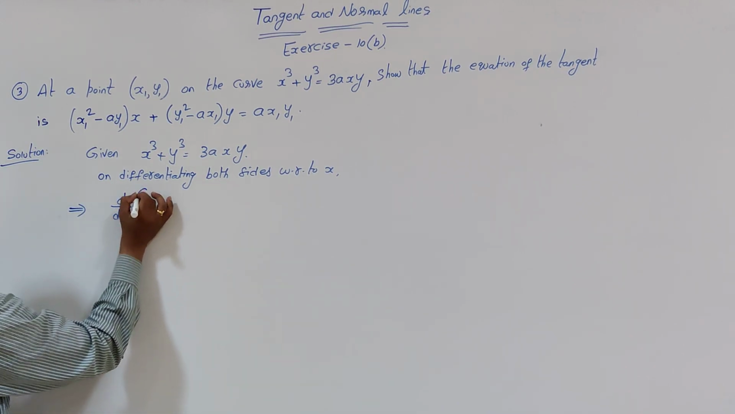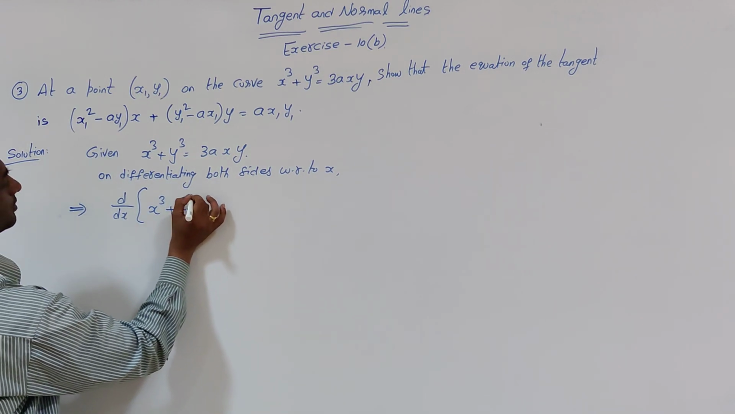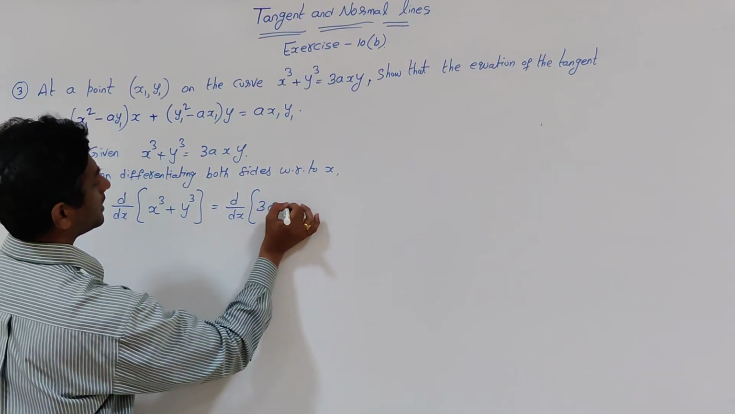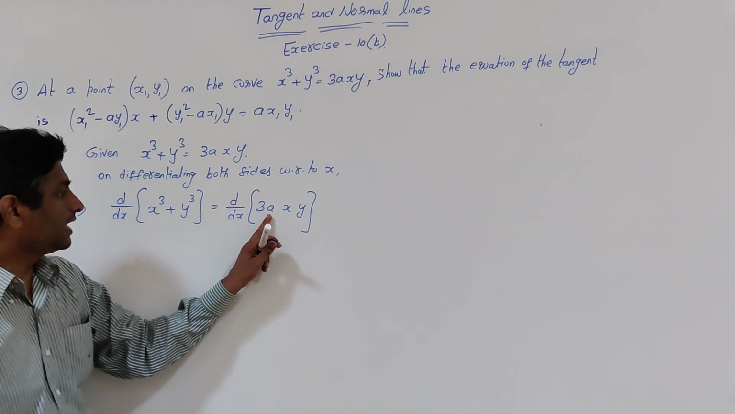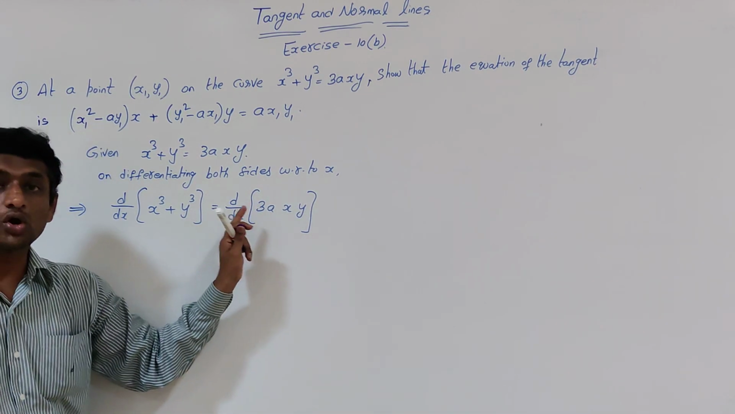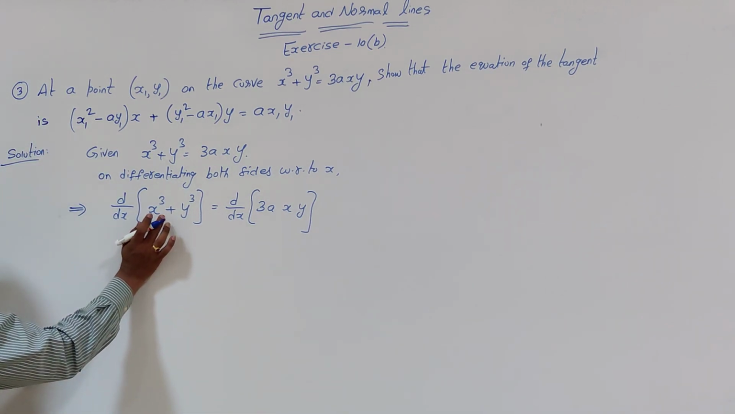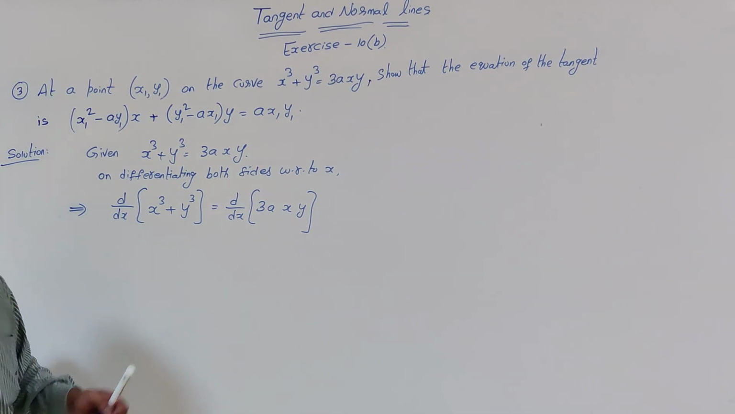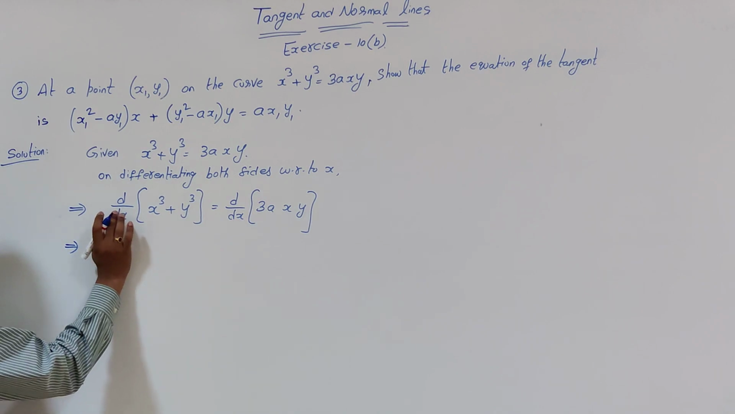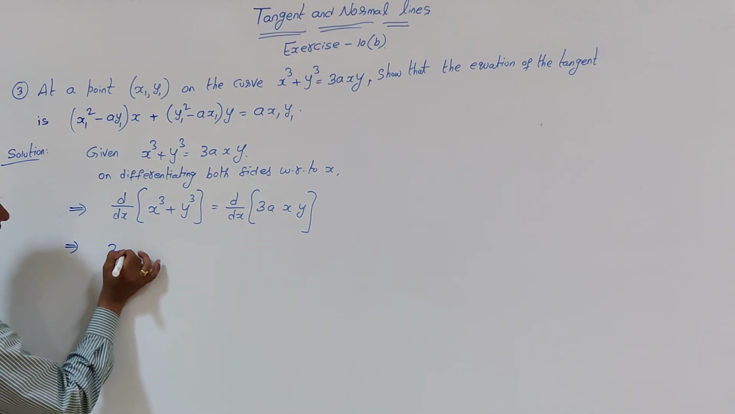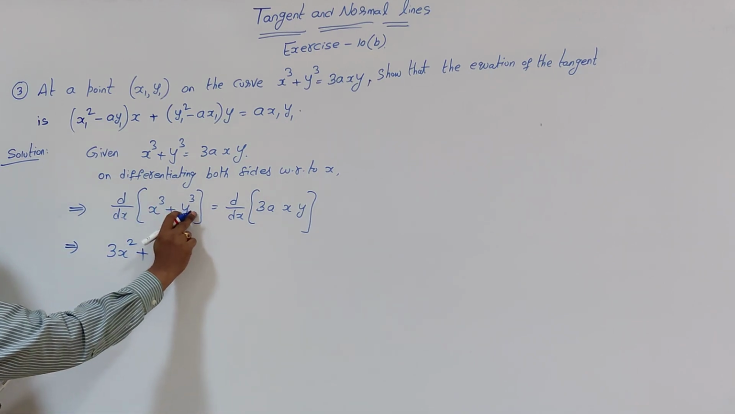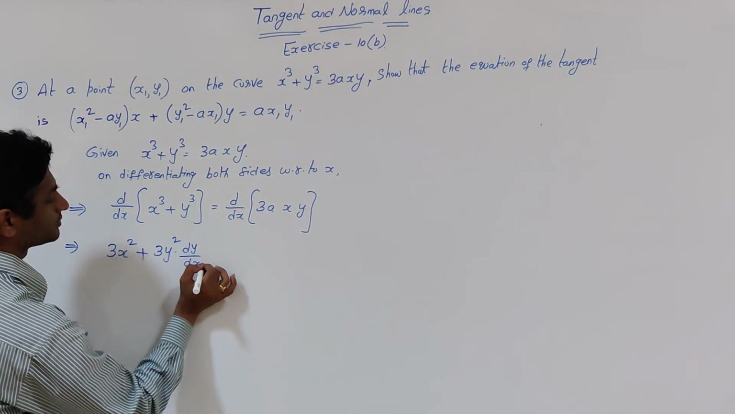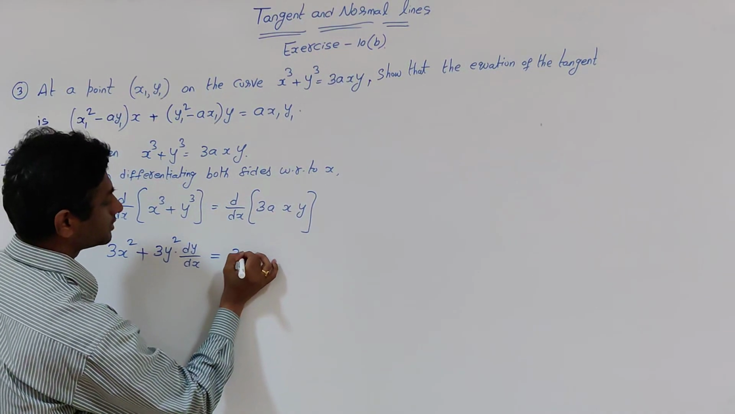that is, d by dx of x cube plus y cube is equal to d by dx of 3axy, and we can take 3a outside and apply the product rule. On the left hand side we apply the sum rule, the derivative of the sum of two functions. The derivative of x cube is 3x square, plus the derivative of y cube, which is 3y square into dy by dx, is equal to 3a, which we take out.